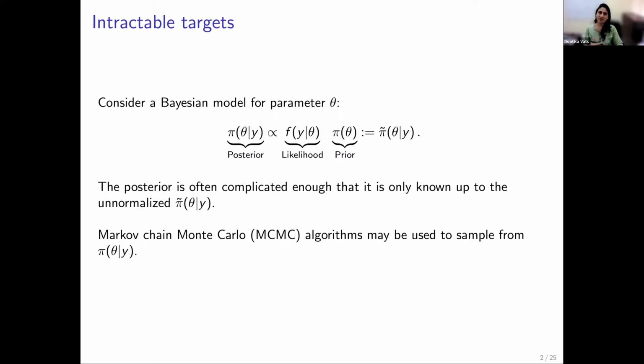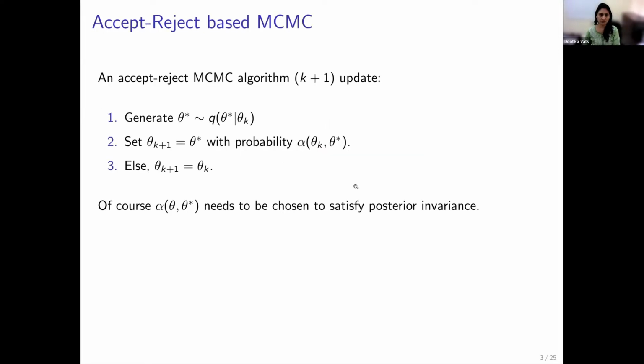This is where MCMC or Markov Chain Monte Carlo algorithms are used to basically draw samples from this distribution using a computer algorithm. And these samples are drawn in such a way that they actually mimic the target distribution. They mimic the properties of the posterior. Okay. And this is typically done through what are called accept-reject based Markov Chain Monte Carlo methods.